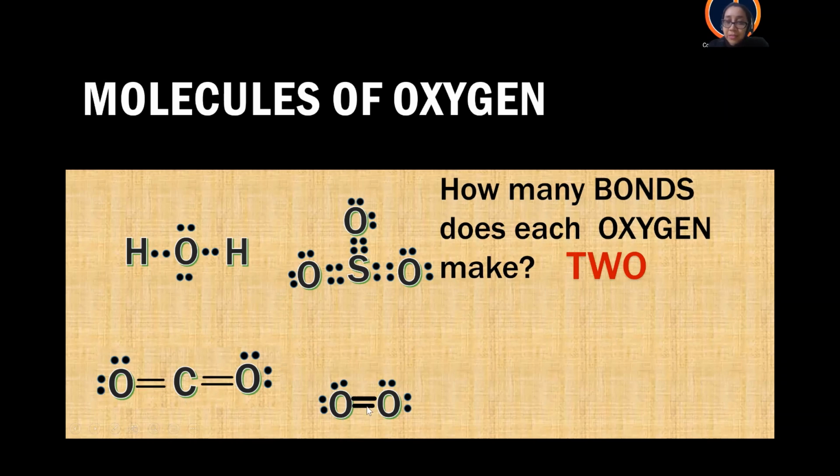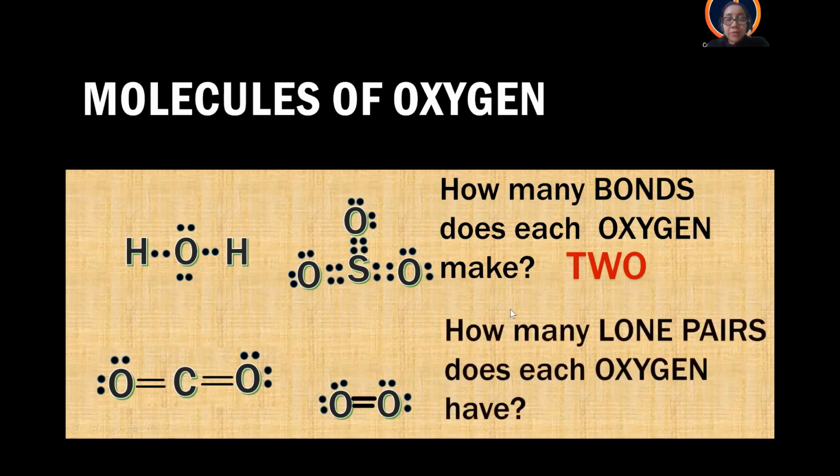Similarly, here also it is 2, and in sulfur trioxide, each oxygen atom can make 2 bonds. It is not 1 bond or 3 bonds. Okay. Similarly, can you write down in the chat how many lone pairs does each oxygen atom have? Please write down the answer in the chat.